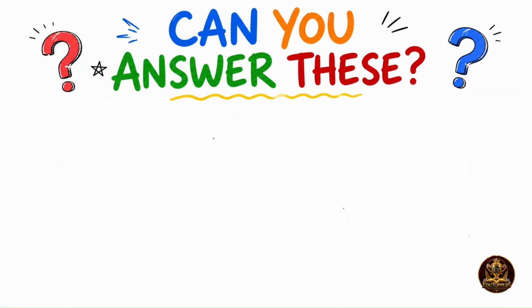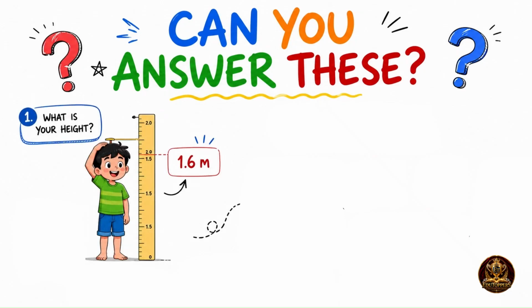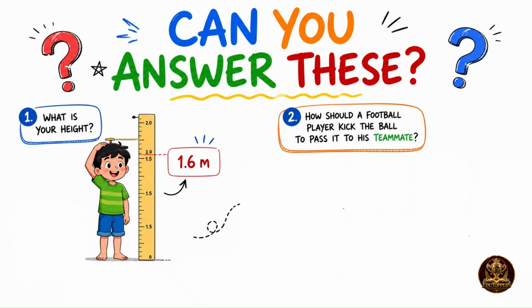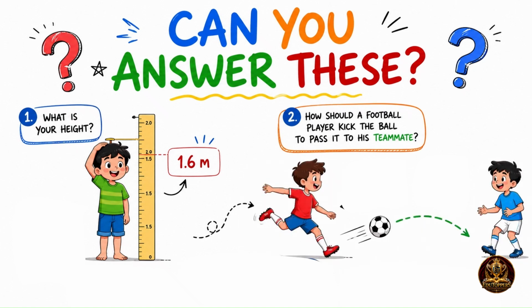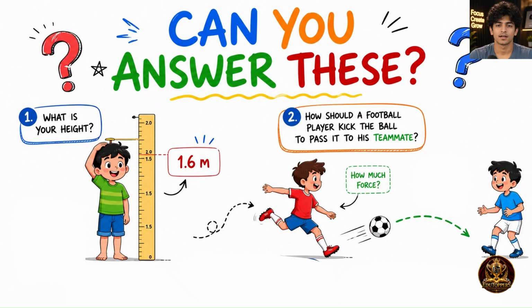Let me ask you two simple questions. What is your height? Most people might answer, my height is 1.6 meters. Simple, right? Now let's look at another question. How should a football player pass the ball to a teammate? Can we answer this by simply saying, use a force of 20 units? Not really. Because something important is missing. The direction. The player must know not only how hard to kick the ball, but also where to kick it.